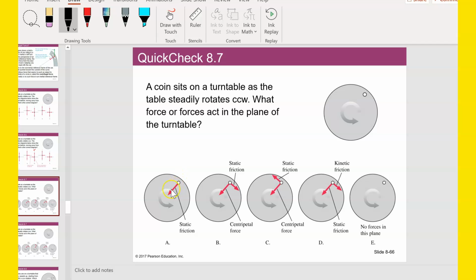The static friction keeps that thing going around this curve. It always points toward the center of the circle. If this thing was accelerating around the circle, then there would be some sort of static friction pointing one way or the other, but it's not. It's going at a constant speed, so A should be the right choice here.